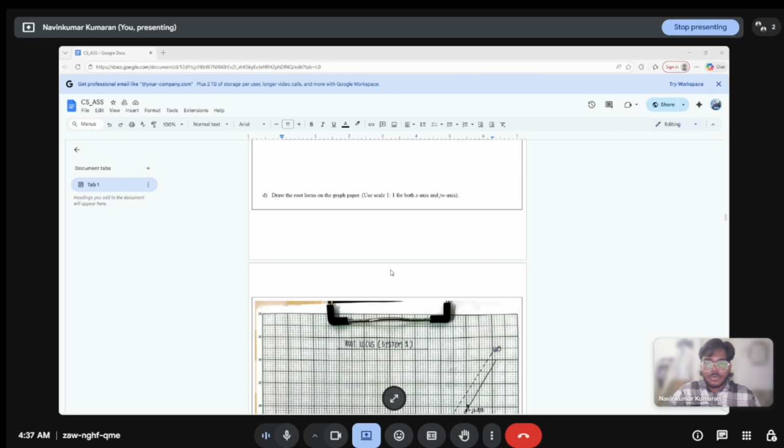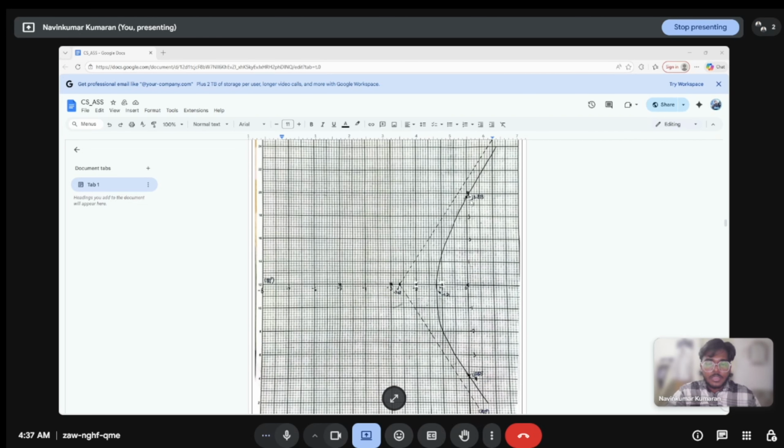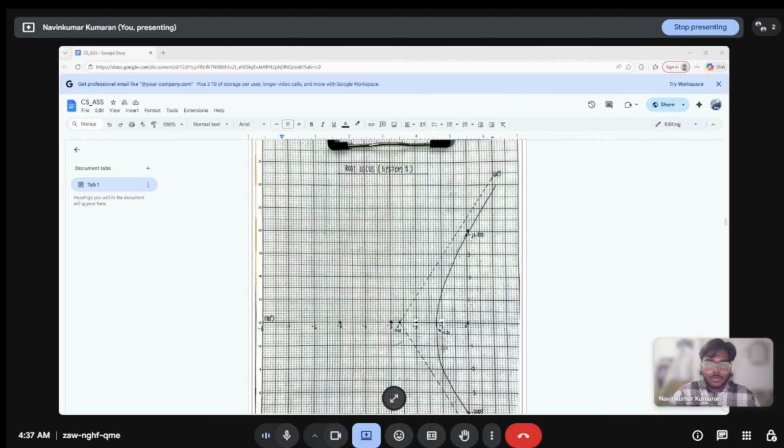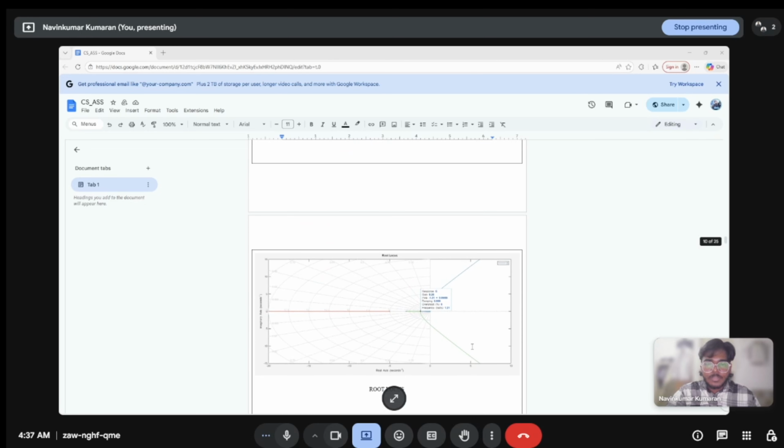I have drawn the root locus on the graph paper as stated. So this is the root locus. These two are the jω crossing points. This is the centroid, which is negative 2.67, and this is the asymptote angle, which is 60, 180 and 300. So overall this is our root locus, and this one we get from MATLAB, the same as the root locus drawing.